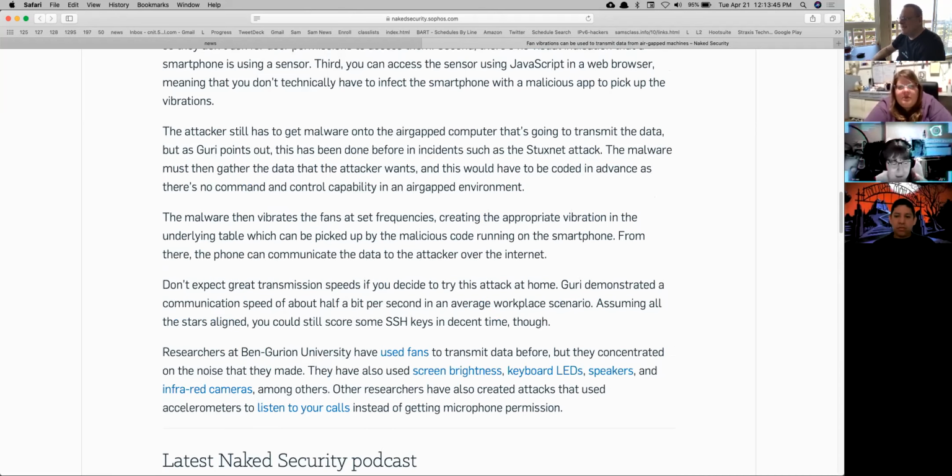It's just another way. Researchers are finding clever new ways to extract data from computers that are air-gapped: turning the monitor brightness up and down, turning on the keyboard lights. And another way is just to use the fans themselves. And fans, you almost never notice them most of the time. Oh, yeah. So it's a nice way to get some data out.